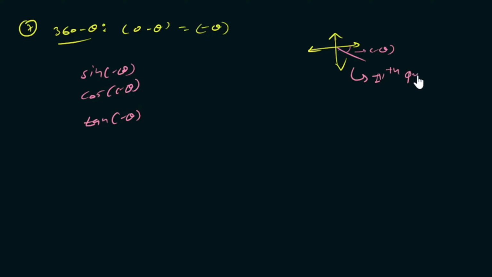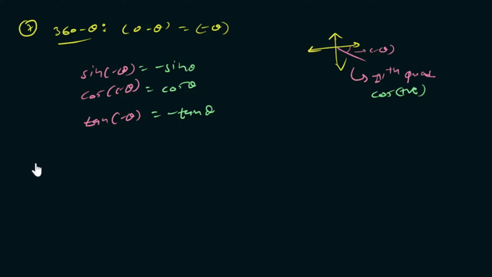In the fourth quadrant, just cos is positive. So sine minus theta is minus sine theta, because here being 0 or 360, we just keep our function as it is. Cos minus theta will be cos theta and tan minus theta will be minus tan theta. So this is how we can reduce our trigonometric functions into their final trigonometric functions. You can remember: sine minus theta is minus sine theta, cos minus theta is cos theta, and tan minus theta is minus tan theta.